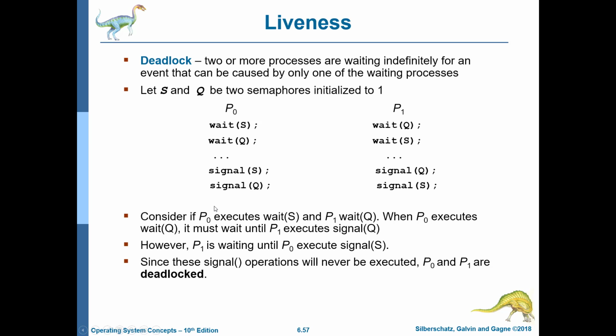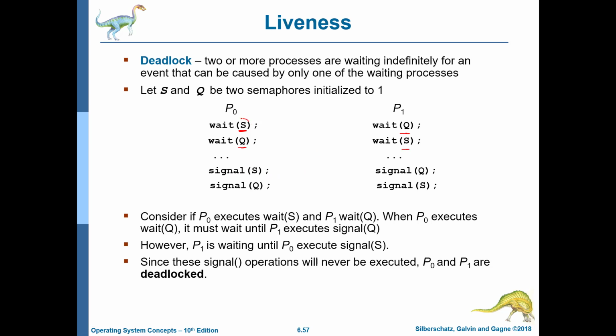That's what liveness means. Deadlock means something else. Deadlock means that 2 processes are indefinitely waiting for each other. There is a circular wait. So we can have this: let's say I wait on S and then I wait on Q, and the other one waits on Q and waits on S.